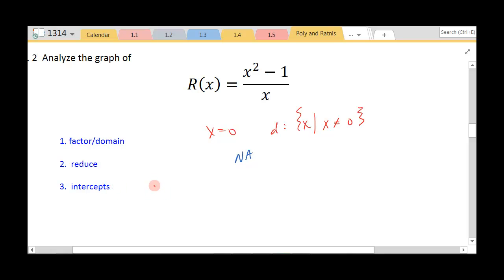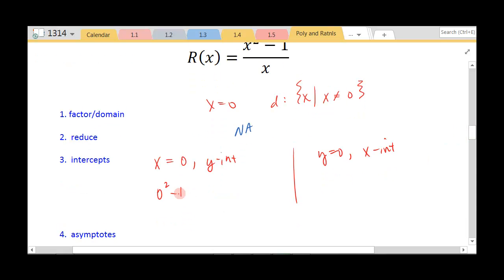Remember, the intercepts occur one time each. I'm going to let x be equal to 0 to find the y-intercept, and I'm going to do it again when I let y equal 0 to find the x-intercepts. So come over here to the function. We're going to replace all of the x's in that function with 0. So this would look like 0 squared minus 1 divided by 0.